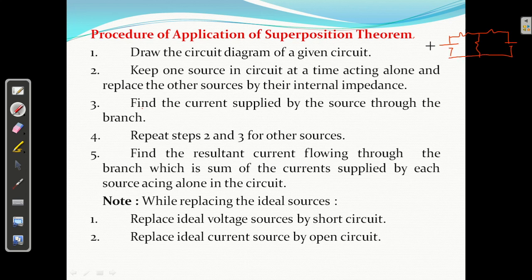I have not given an internal source. V1 source is there, V2 is there, R1, R2, R3, actual current I1. From here, most probably the actual current will be I2 and this is I3. So draw the circuit diagram of a given circuit. Keep one source in a circuit at a time alone and replace the other sources by their internal resistance or impedance. Okay, so the second step, what is step number 1? First, draw the circuit.